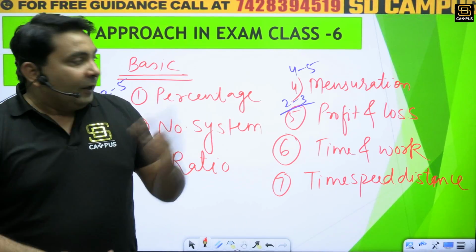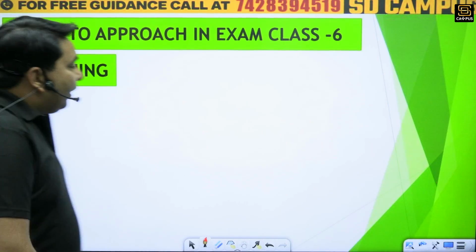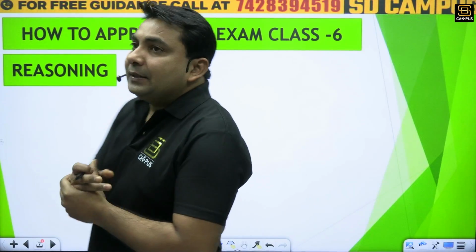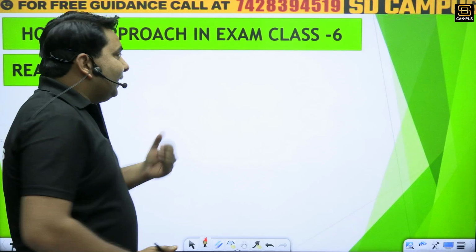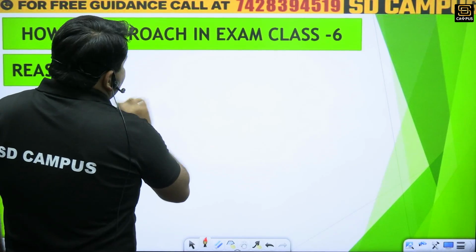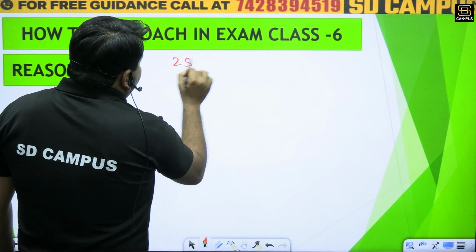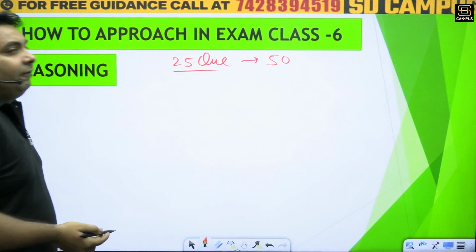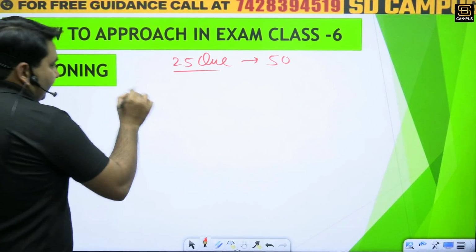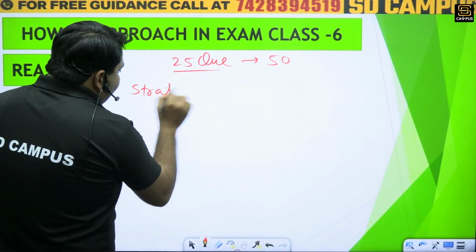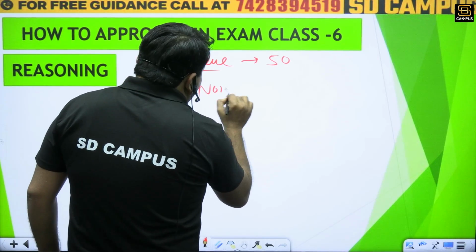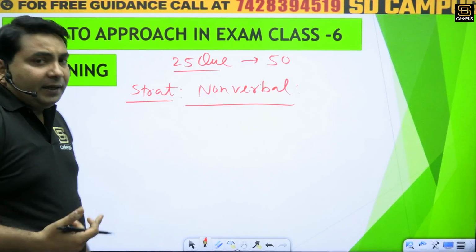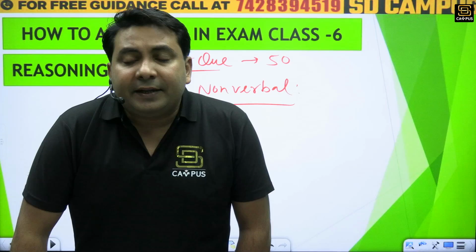So now we talk about reasoning. So why is reasoning important? Because the reasoning section has 25 questions and the total marks is 50, because each question is of 2 marks. So you should start with the non-verbal topic, because non-verbal reasoning, I think, is easy and very important, because it takes less time.